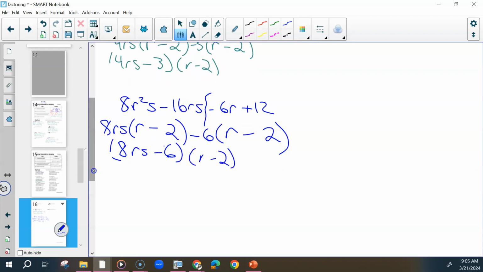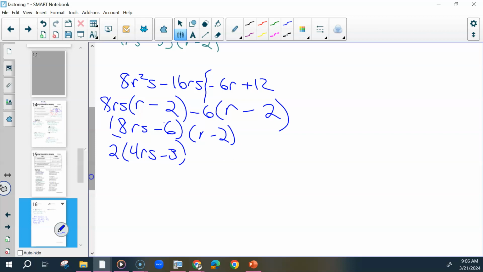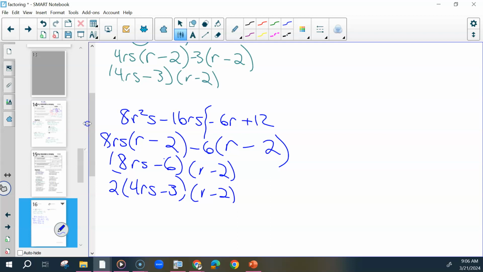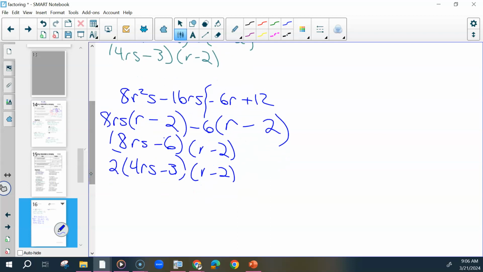Looking at both of those, are both of those factors prime? No. So one of them, we could divide by 2. So one of them is not prime. If you see something like this where it is not prime, you could divide something else out of it. You have to do that, otherwise it's not fully factored. So if we divide both of these by 2, we have 4RS minus 3, and then R minus 2, which, if you remember, that's what we got originally. But because we changed it, it now has a GCF.